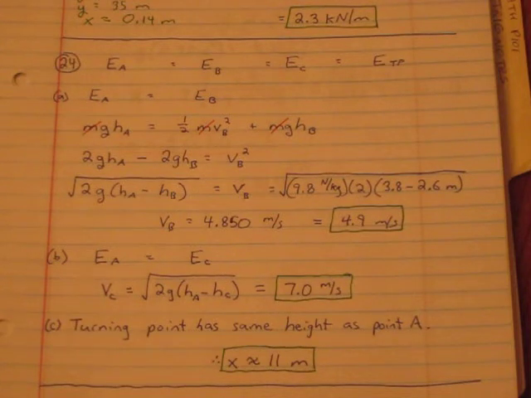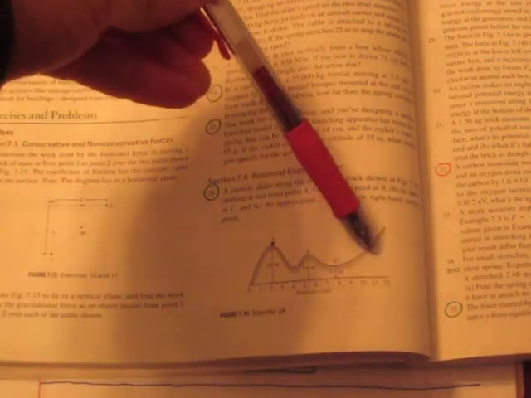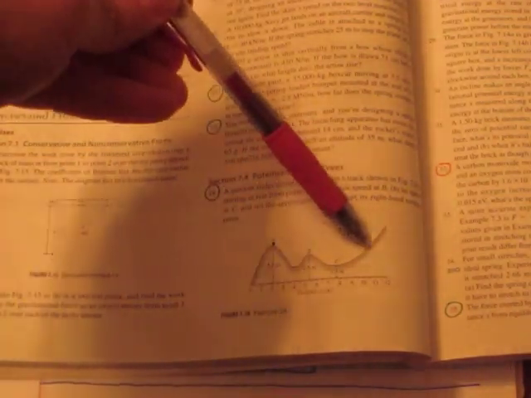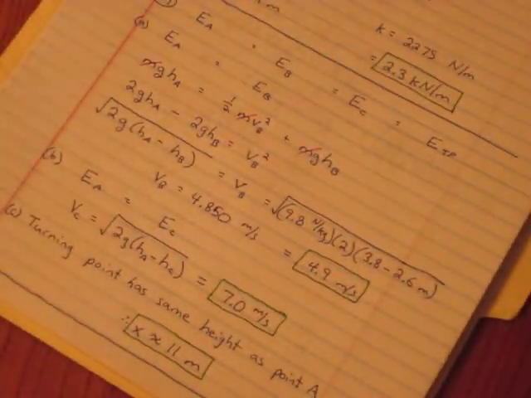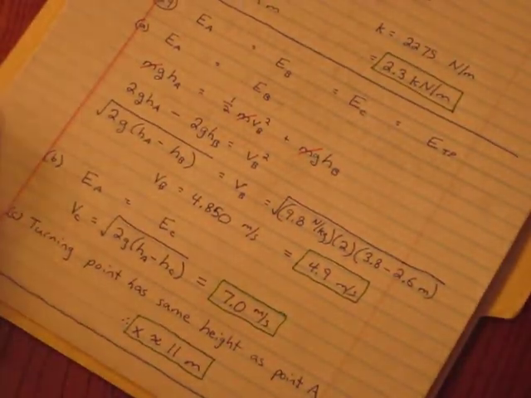For part C, the turning point is the point that has the same value, the same height as point A. You can look at the graph and see where that is, and it's going to be about right here. If you put a nice ruler there with a horizontal line, you can see it happens at a position of about x equals 11 meters.